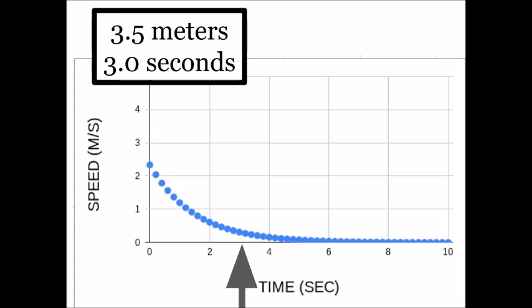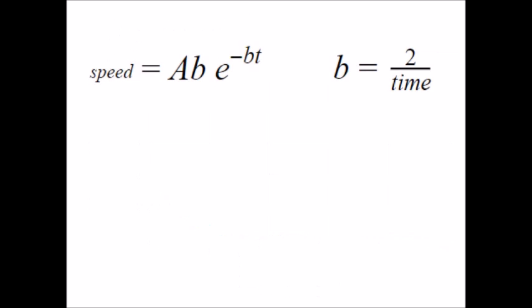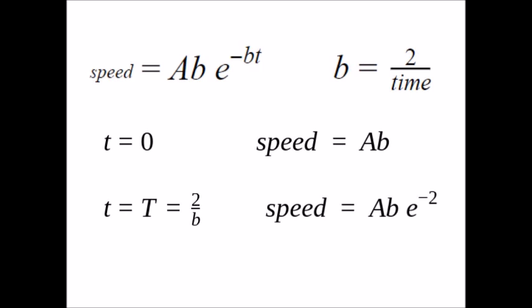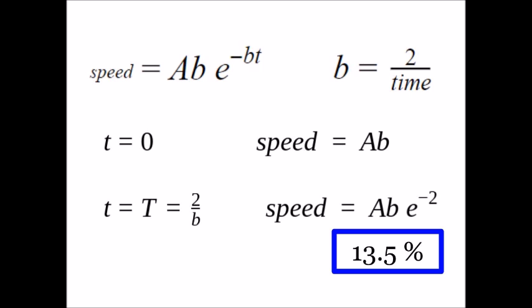What can we do? We can look again at the equation. Initial velocity is a times b. That's at t equals 0. Speed is a times b. And then plugging in t equals 2 over b, the speed will be 13.5% of your initial speed. How about a final speed equal to 2% of your initial speed? Would that be good enough?